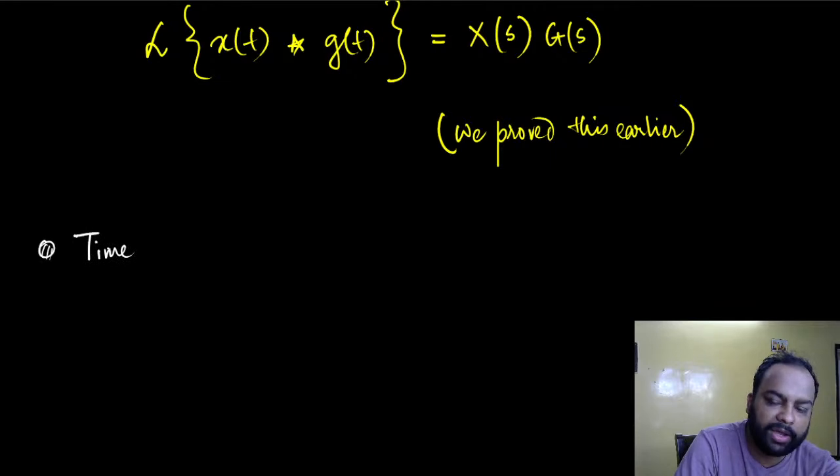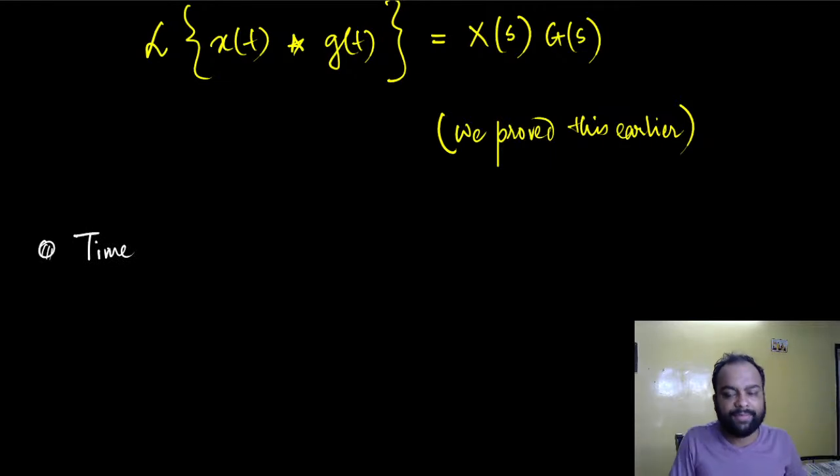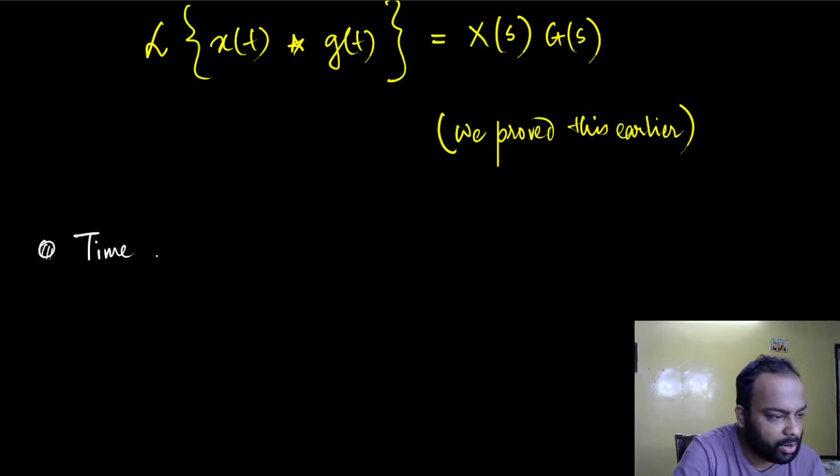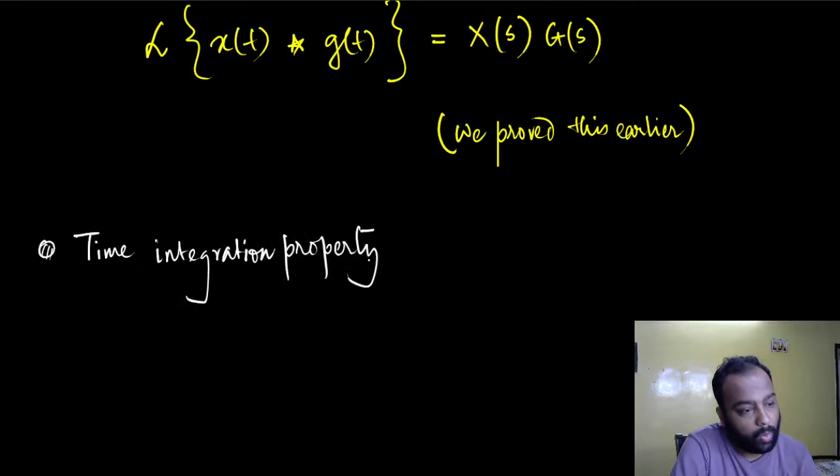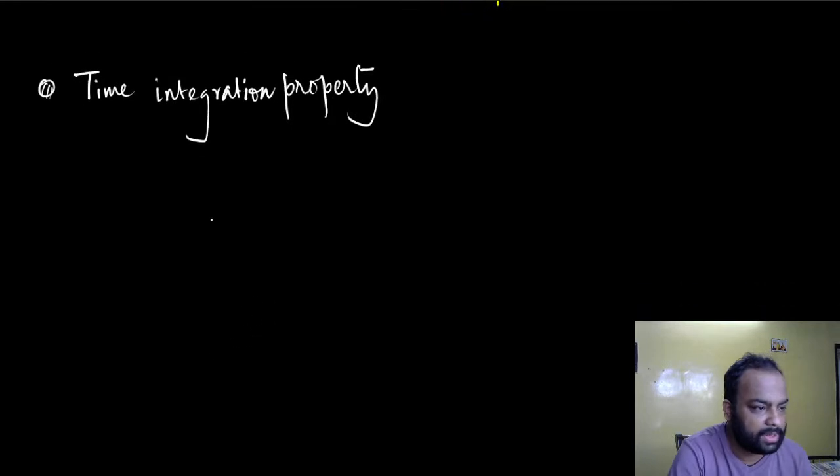If you recall, we derived the time derivative property, and we said it is one of the most important properties. The time integral property will also be one of the most important ones. So, the time integration property. What is the time integration property? It is this one.